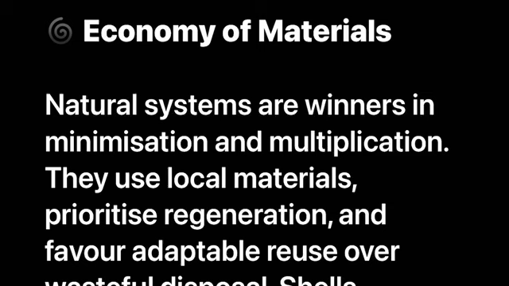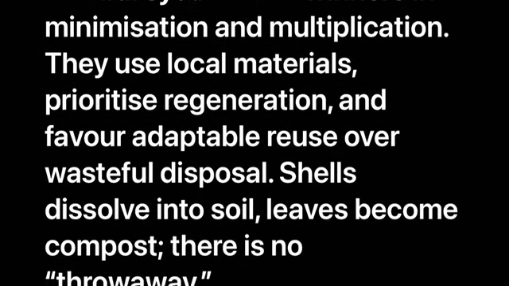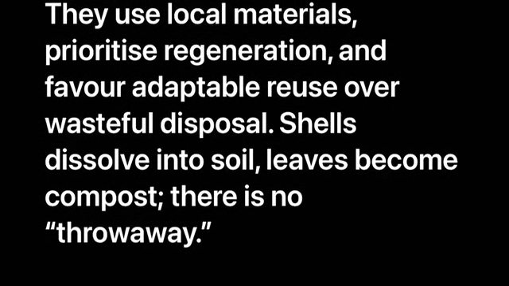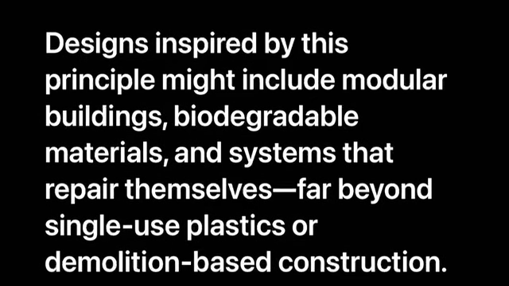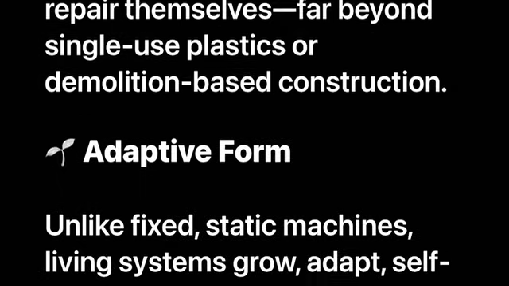Economy of materials. Natural systems are winners in minimization and multiplication. They use local materials, prioritize regeneration, and favor adaptable reuse over wasteful disposal. Shells dissolve into soil, leaves become compost. There is no throwaway. Designs inspired by this principle might include modular buildings, biodegradable materials, and systems that repair themselves, far beyond single-use plastics or demolition-based construction.